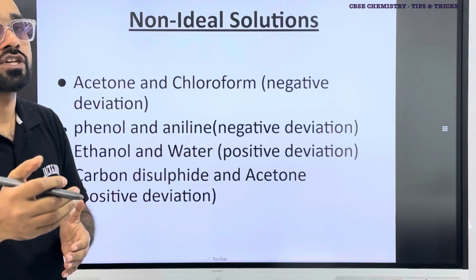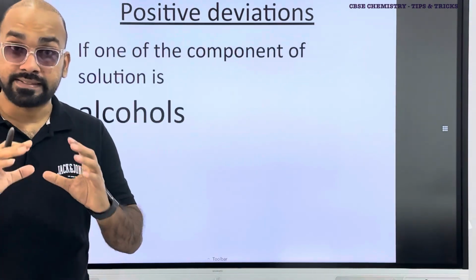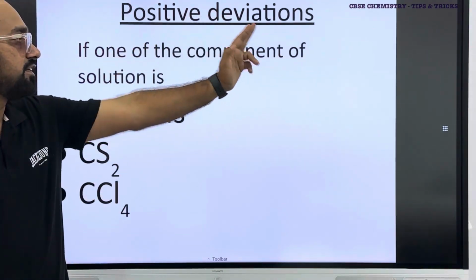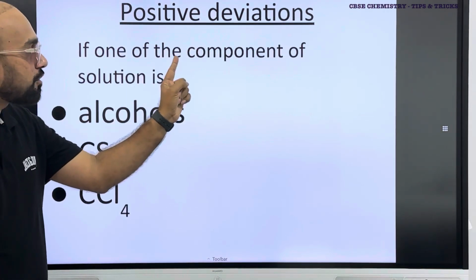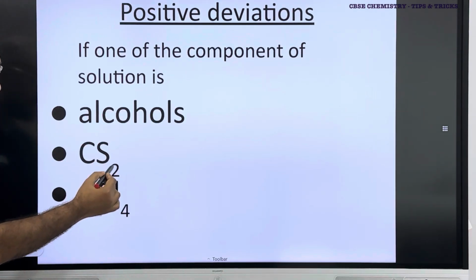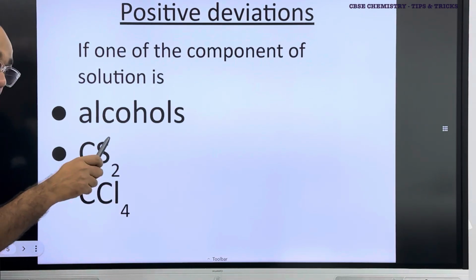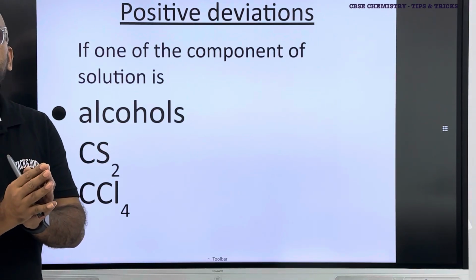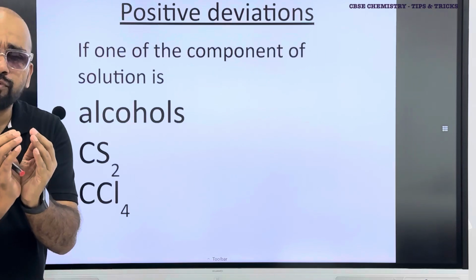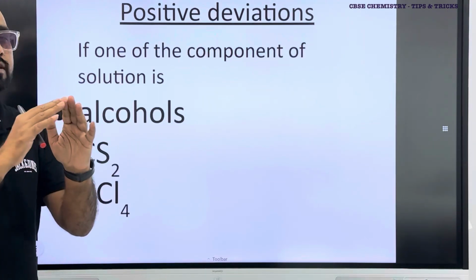But if they give a list of solutions and you have to choose which one shows positive deviation, there's a trick. The trick to identify the solutions which show positive deviation is this: if one of the components of the solution is alcohol, carbon disulfide or CCl4, then that solution will be showing positive deviation. It's a very good trick. There are a few exceptions, but otherwise it's a very good trick.